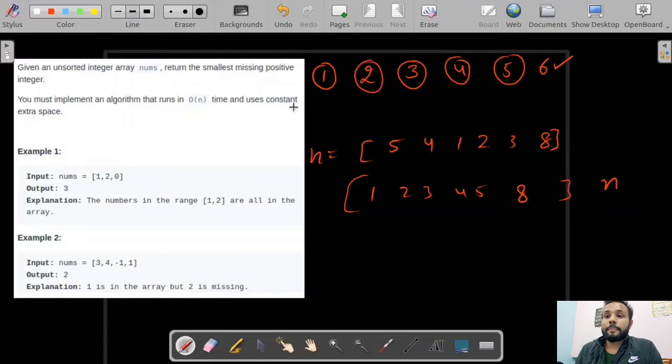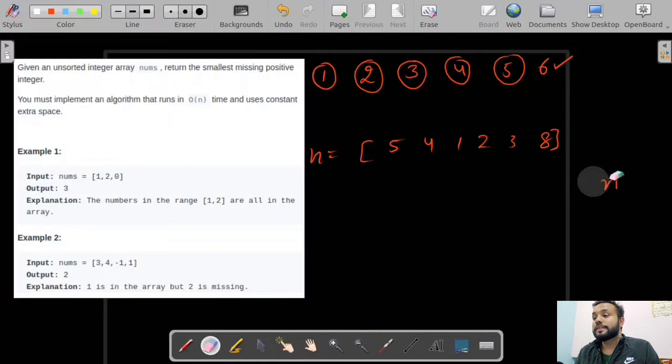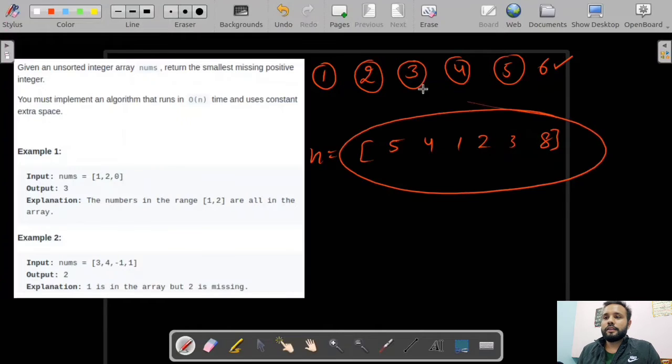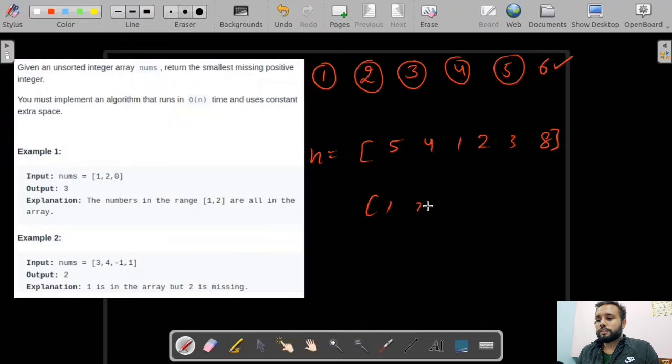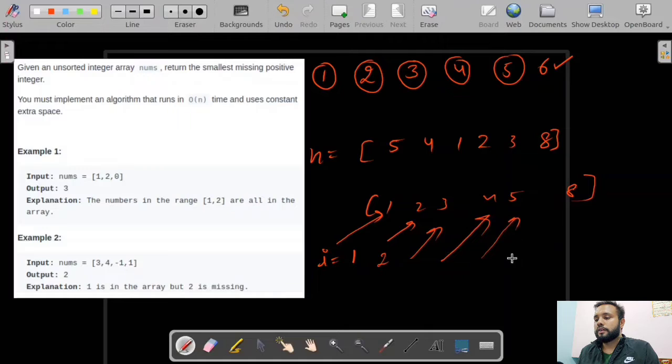What we can do is simply sort this array. The second best approach I am thinking of right now is to sort the array. If we sort it, the array will be 1 2 3 4 5 8, and then I will use a variable i equal to 1 and check if i is present at this index. So 2 will be at this index, 3 will be present here, 4 here, 5 here, and now 6, yes, it is missing. So our first missing positive number will be here.